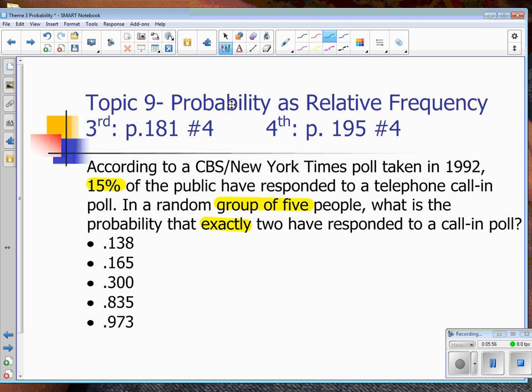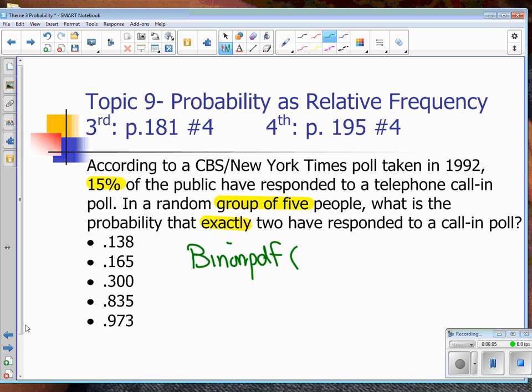Yep, that's exactly right. Okay, so it's binom PDF. If you want to do the calculator, it's a multiple choice question. We don't have to worry about our calculator speak, so to speak.